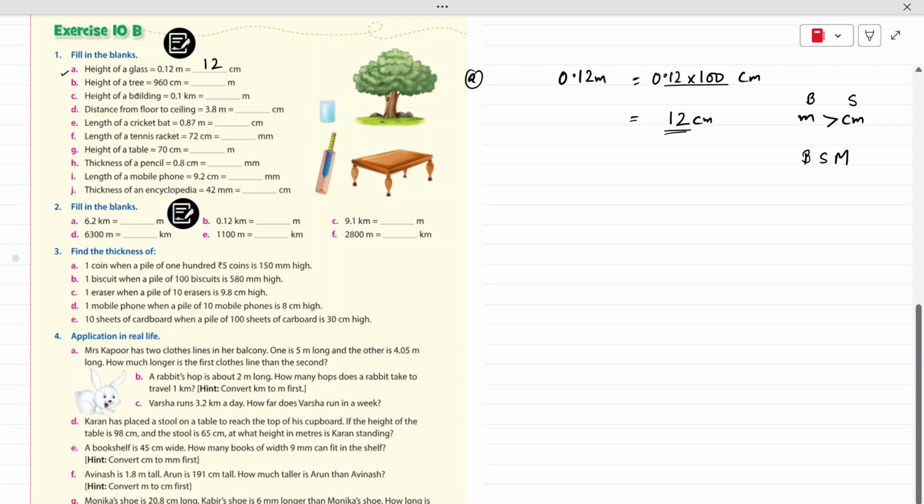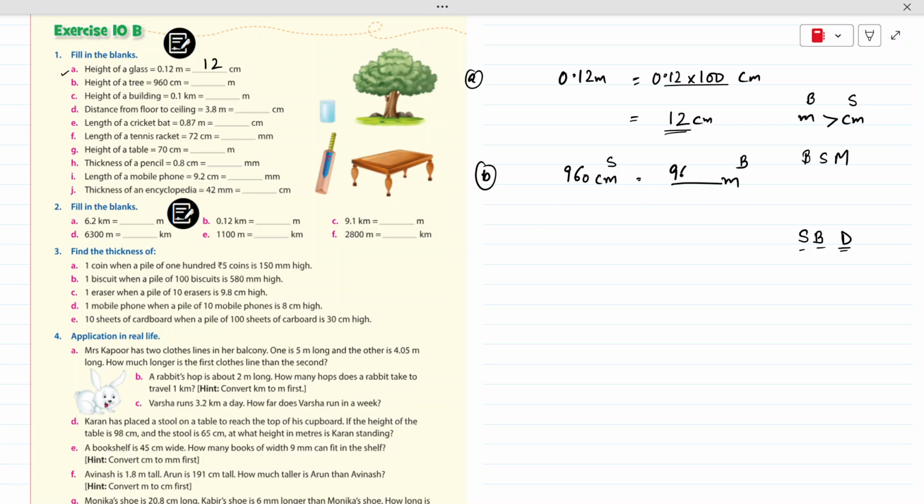Next question: the height of a tree is given as 960 centimeter. It is given in centimeters now and we have to convert this into meter. This is opposite to what we have done in the previous question. We are given a smaller unit, centimeters, and we have to convert it into a bigger unit. So we are going to use SB, so D, that means division. We have to divide this by 100 again, because 1 meter is 100 centimeters.